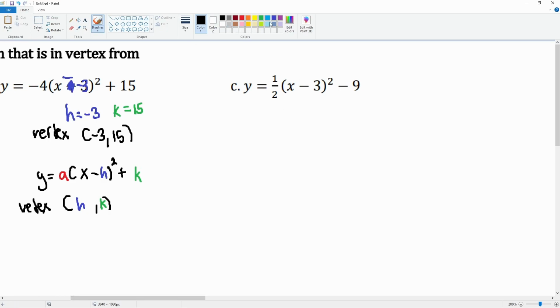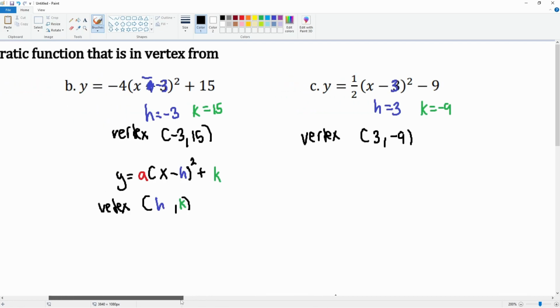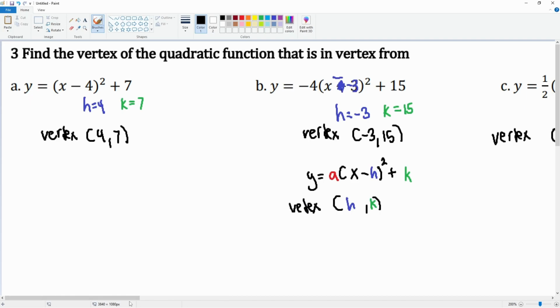And then let's do the y. H is 3 because there's already a negative in front, so it is just a 3. And the k is negative 9. So we can say that the vertex, it would be 3 comma negative 9. So there you go. That is how you find the vertex of a quadratic that is already in vertex form.